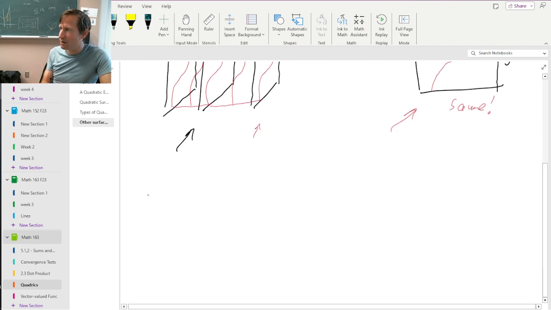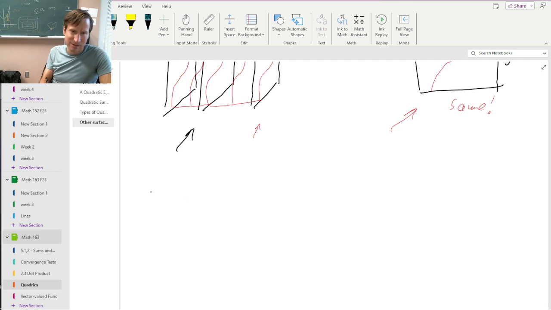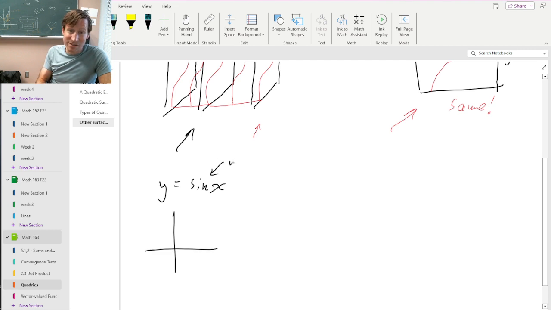So let's look at one more example. I need to choose an example that I can actually draw a convincing picture of. What I want to do is something like y equals sine x. I'm not sure I'm going to be able to draw a convincing picture, but let's try it. Notice this is a cylinder because there's no variable z in this equation. So we can figure out, what does this look like in the xy plane? Well, it looks like the graph of sine, which looks like this.